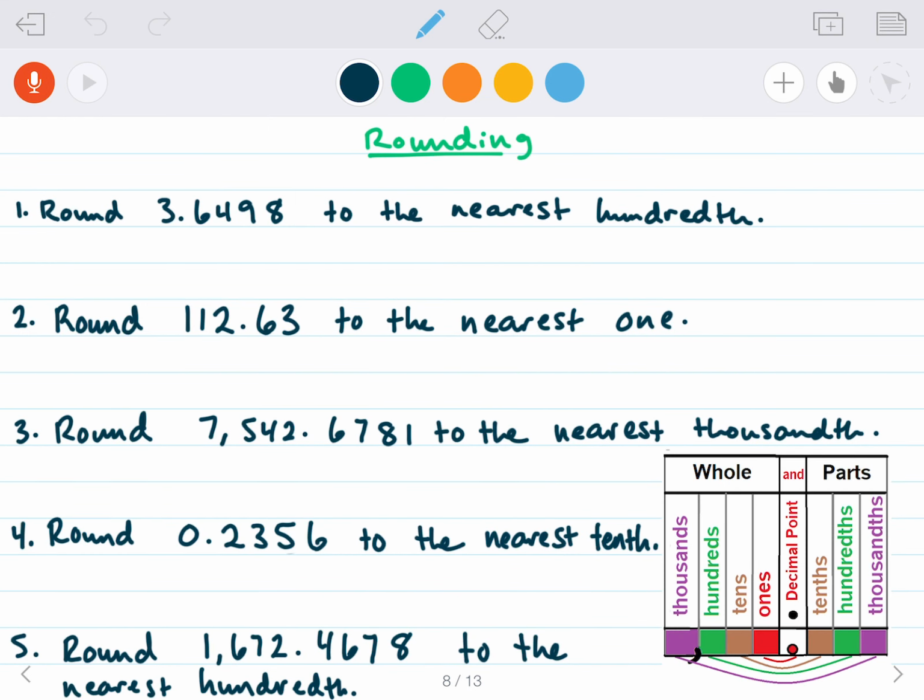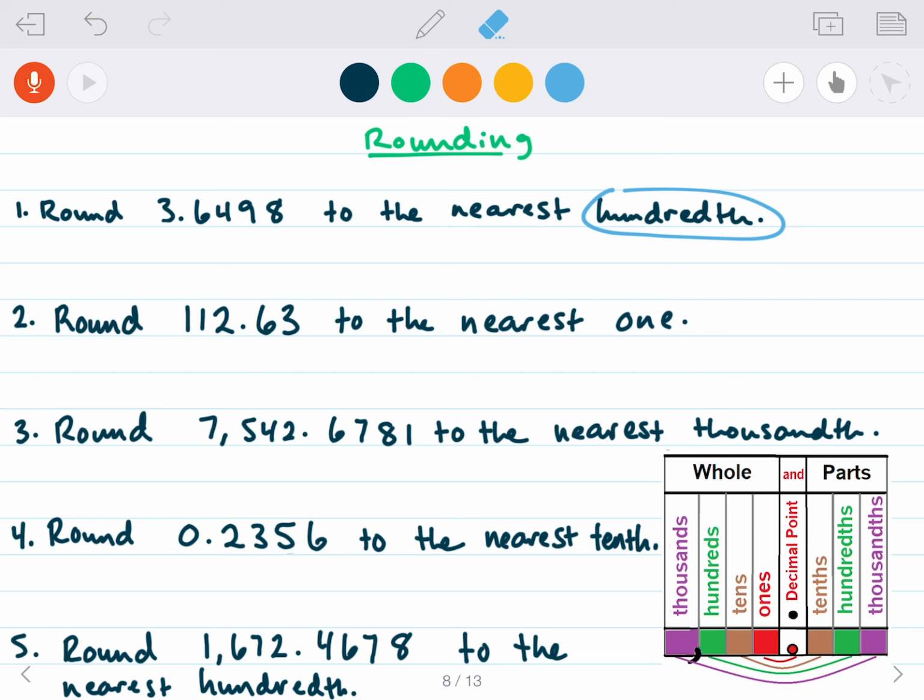Okay, so rounding, basically we take a number and we cut it off in the spot where we want to round to. So for hundredths, we're going to have this number have 2 places after the decimal point, just like our chart tells us. We want hundredths to be 2 places after the decimal point. And we look to the number to the right of it. If it's 5 or bigger, we round up. If it's smaller than 5, we round down.